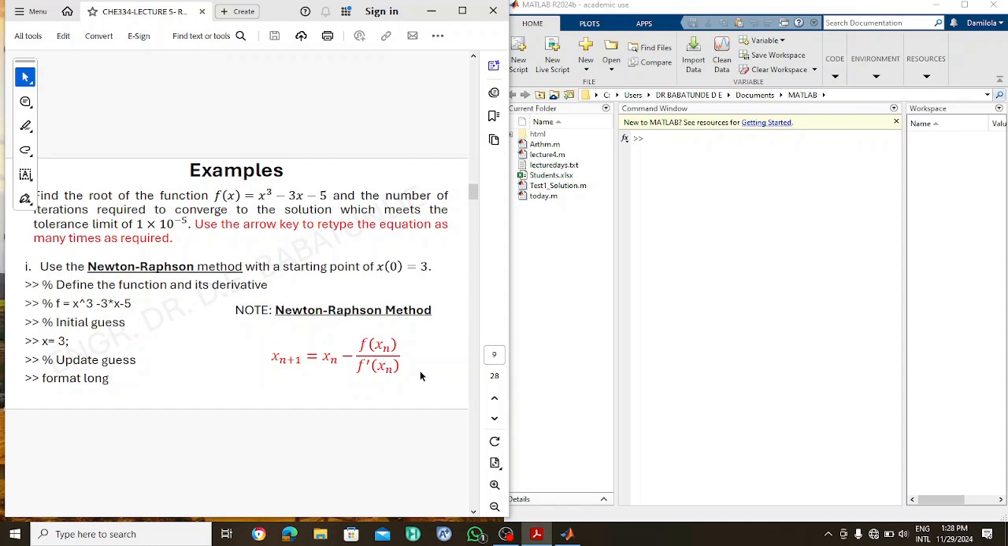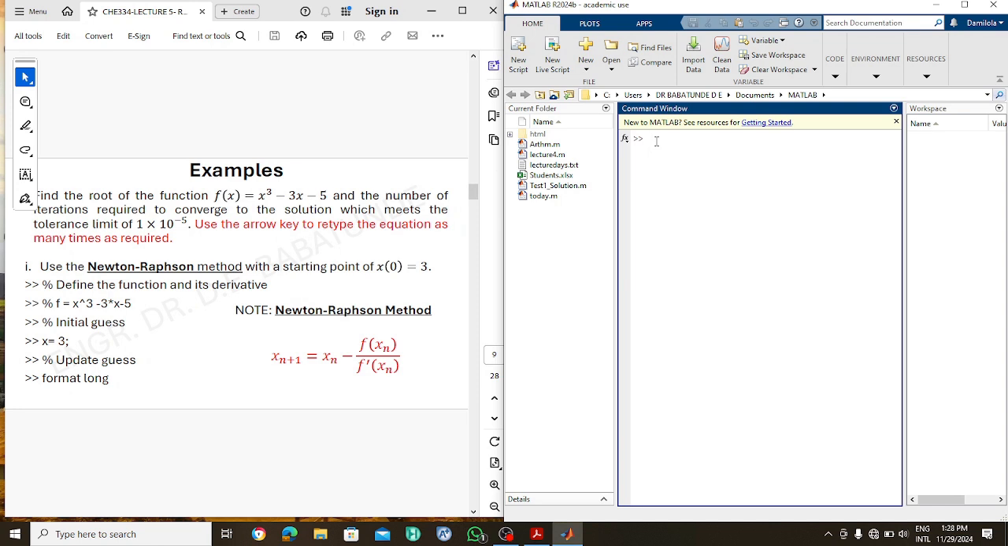So what's the first thing? We need to get our function first, right? So what is our function? Our function is f of x equals x cubed minus 3x minus 5. This is what I've written here: f equals x^3 minus 3 times x minus 5. That's the way you understand it. But I won't use this approach. It's very correct, but I just want to do something different.